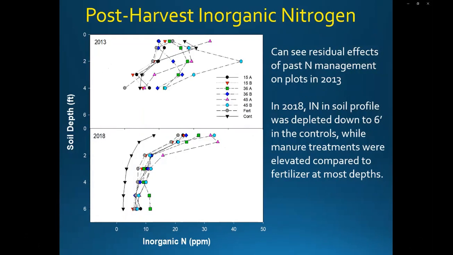The inorganic nitrogen was a little more all over the board, especially in 2013, which is probably due to the residual effect of the past management on these fields. And by 2018, you could see that we did a really good job in the control plots of mining nitrogen out of the soil profile all the way down to 6 feet. All the manure treatments, especially the annual high manure treatments, were quite a bit higher at the topsoil. And even throughout this soil profile, most of the manure treatments were greater than the fertilizer treatments. So we're definitely putting some extra nitrogen into the soil profile, and it is slowly moving down over time.